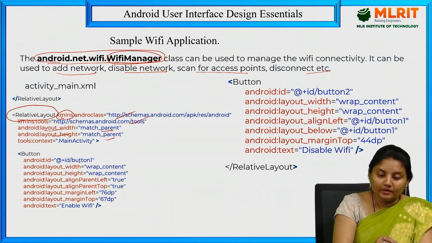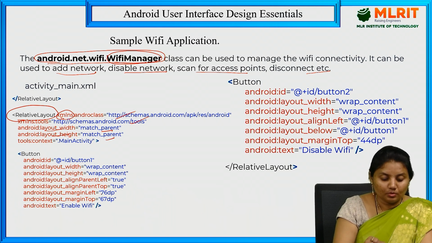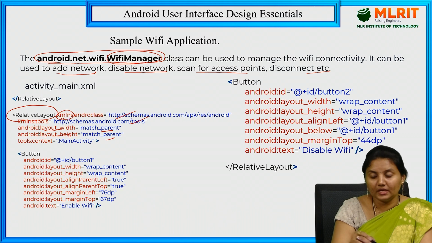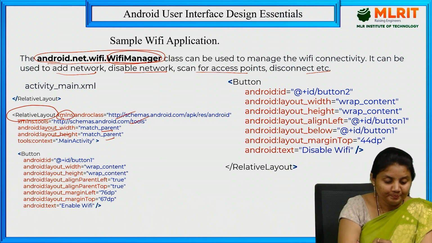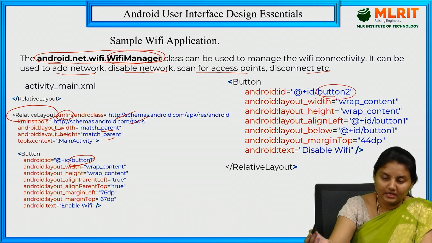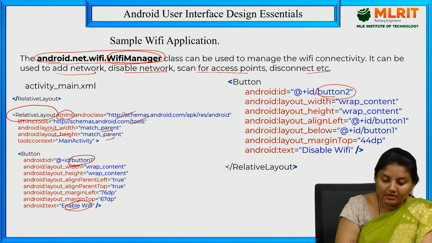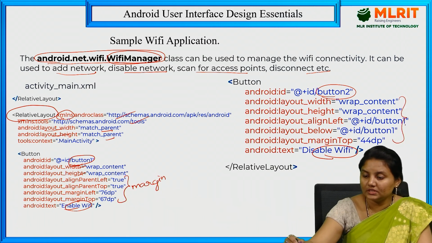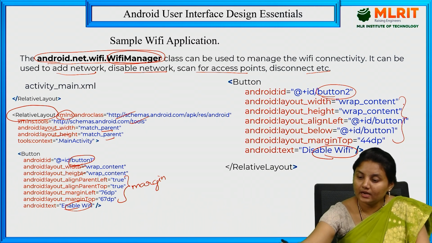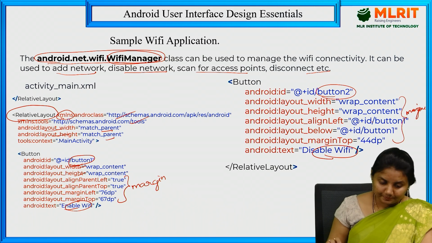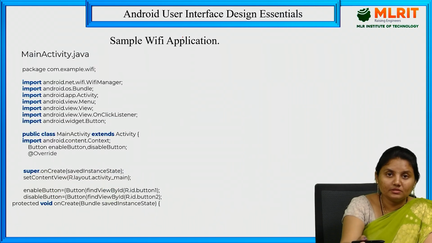Now we have taken two different buttons. One button is to enable Wi-Fi and the second button is to disable Wi-Fi. The first is button 1 and the second is button 2, with the texts Enable Wi-Fi and Disable Wi-Fi. In between we give width, height, alignments and margins. Similarly for button 2 we give the layout width and height along with the margins.